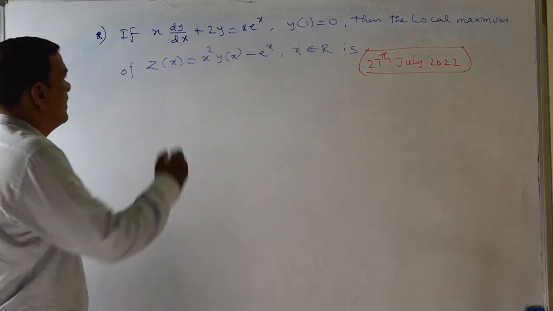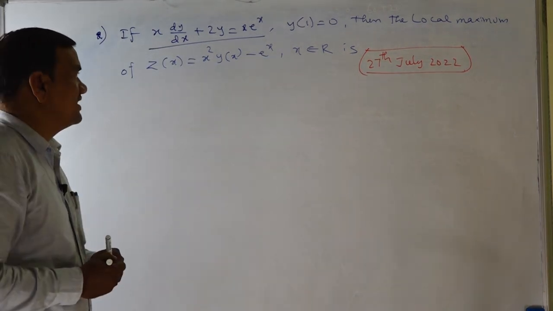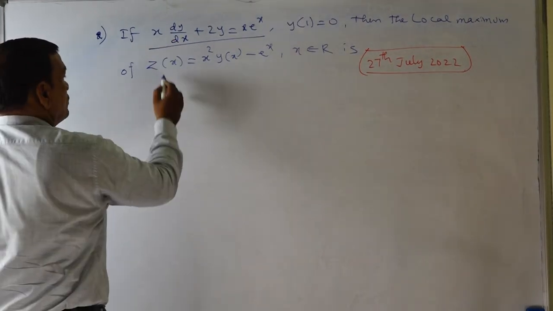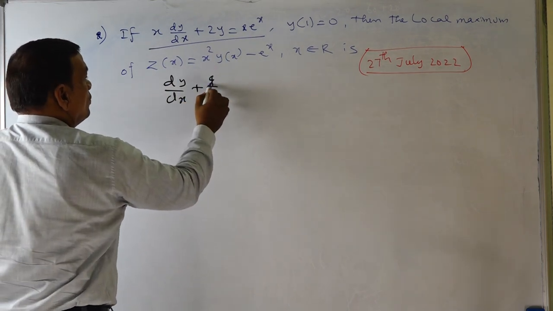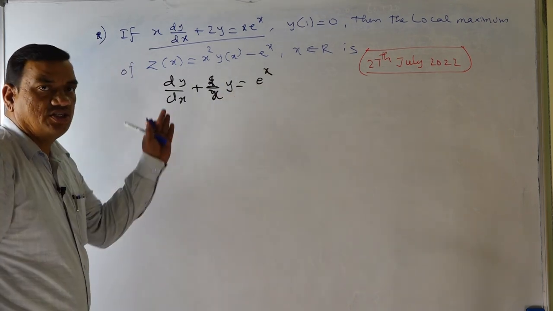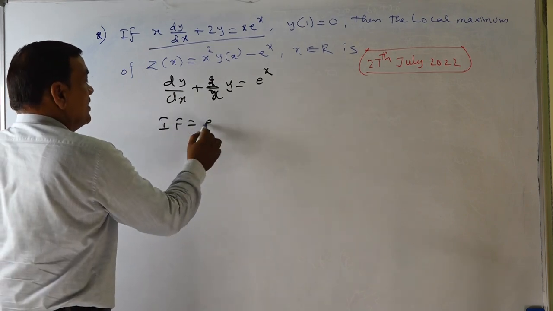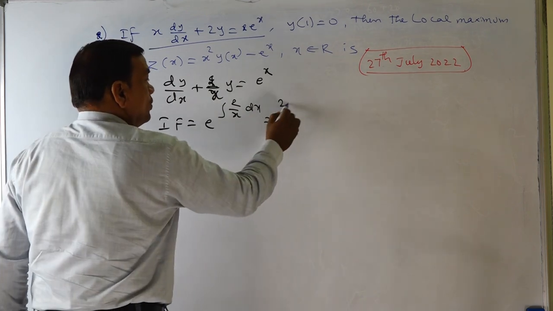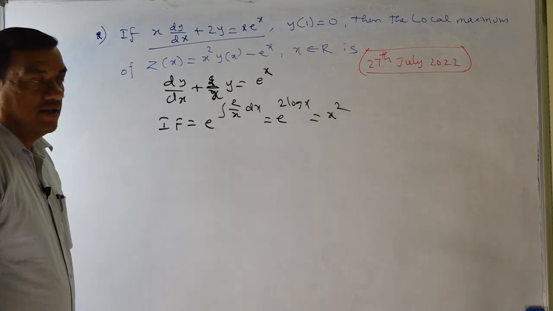Now from this, see the first differential equation, x dy by dx plus 2y is equal to x e power x. It is clearly a linear differential equation in the variable y. So dividing with x, dy by dx plus 2 by x into y is equal to e power x. This is a linear differential equation in y. So what is the integrating factor? E power integral of 2 by x dx, which is equal to e power 2 times log x, so x square is your integrating factor.